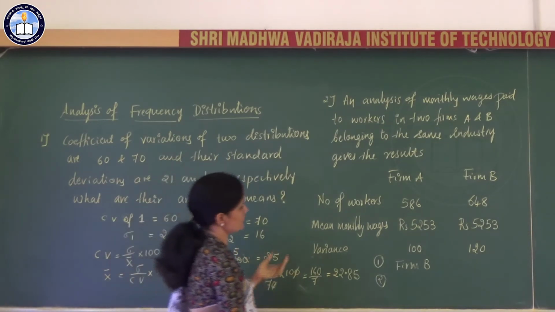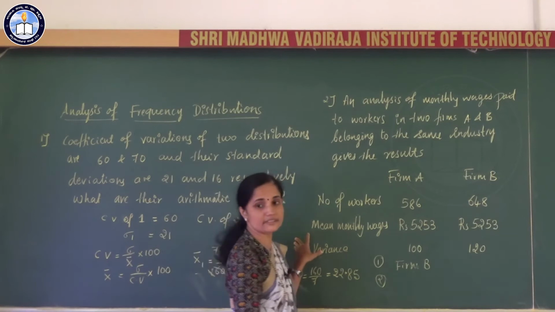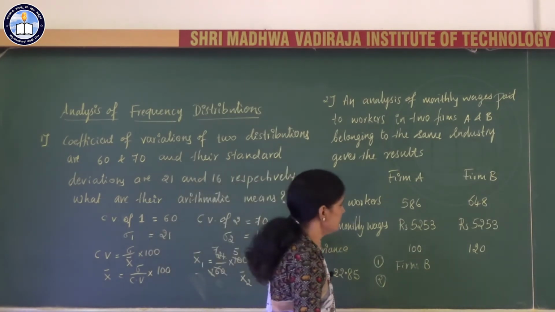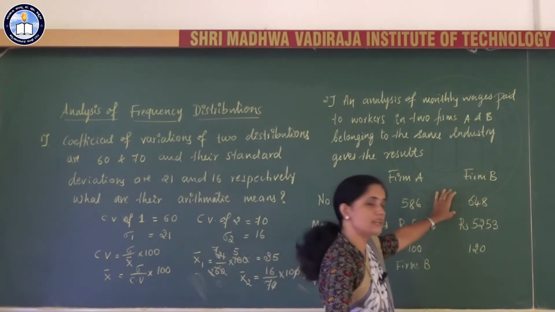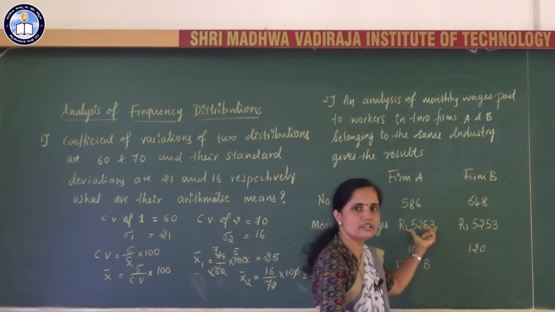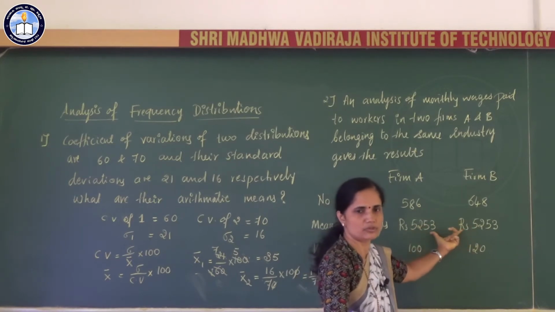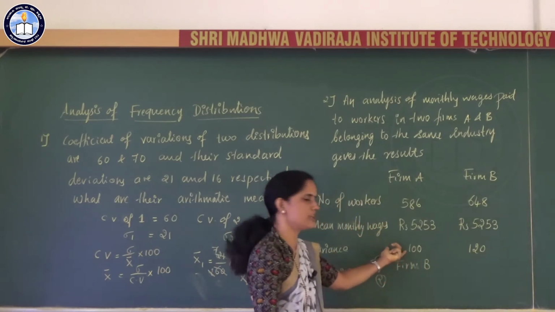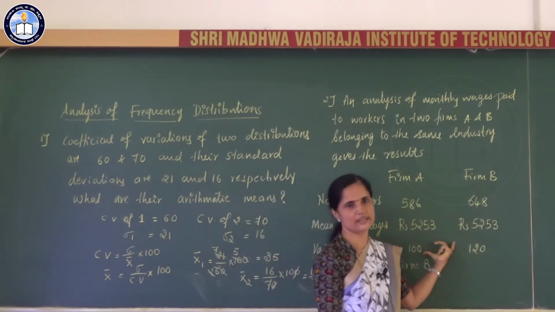Which firm shows the greater variability? That is the second question. Which firm shows the greater variability in the daily wages of the workers? Here the mean is same, therefore no comparison of the mean here. So the coefficient of variation is directly proportional to standard deviation.